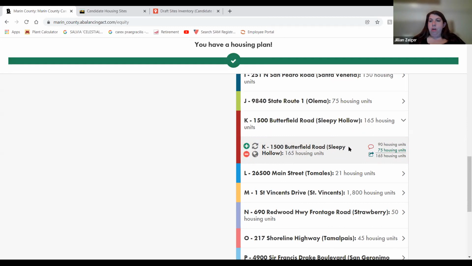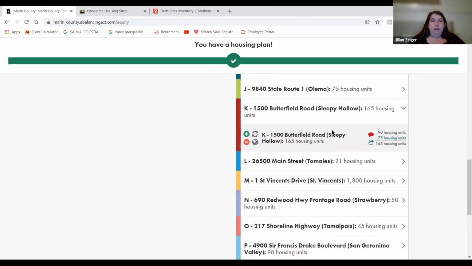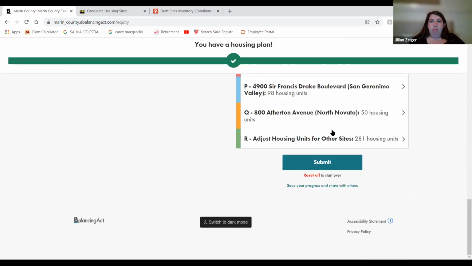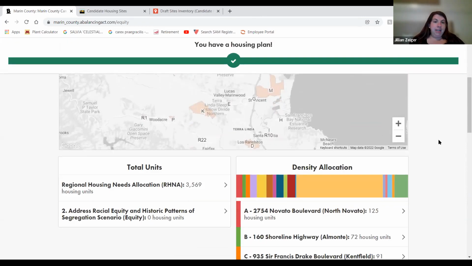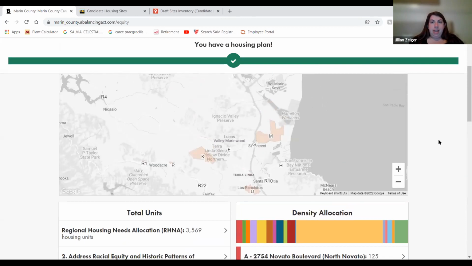Another useful widget we have here is this comment button. So I can also just provide a comment to say, this is a great housing site. You can say whatever you want, and we will see these comments based on where they correspond. So this is a really useful tool. You do want to click submit at the bottom so that we get your submissions. We have almost 90 submissions now throughout the county, and almost 4,000 people have visited our Balancing Act sites. So I'm going to go back.